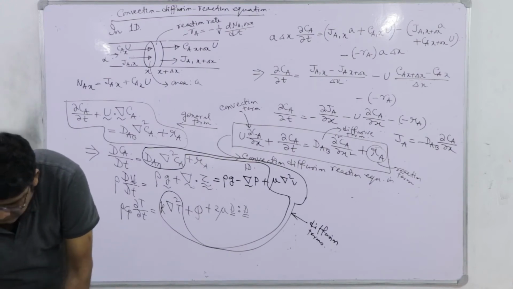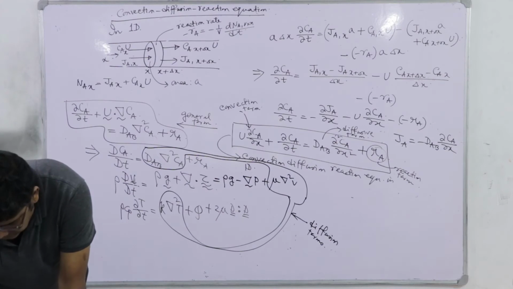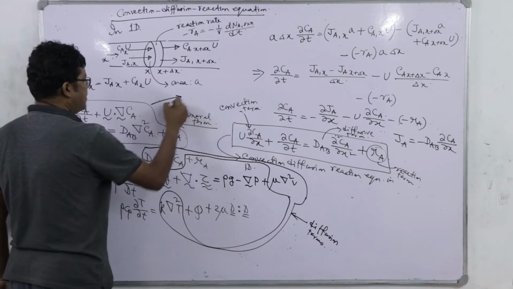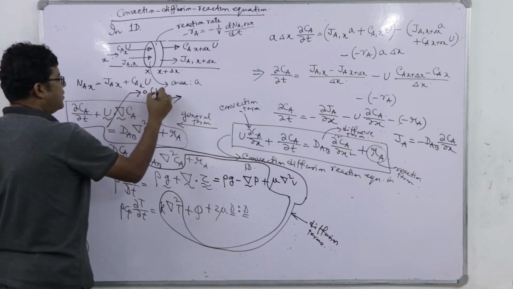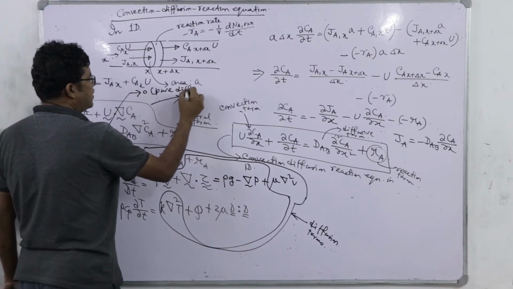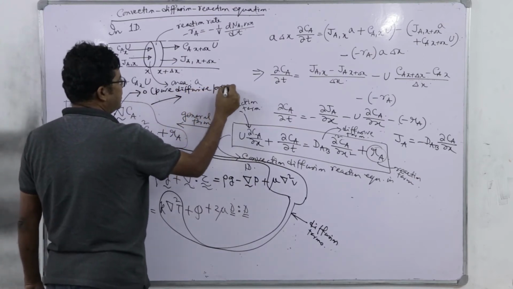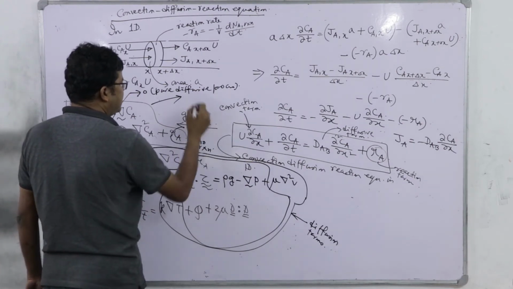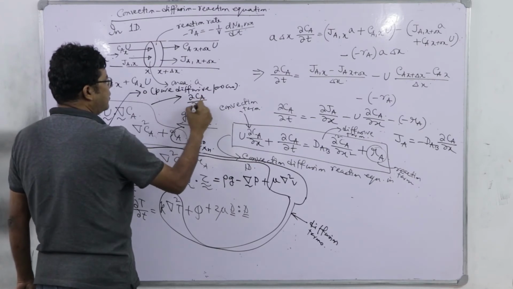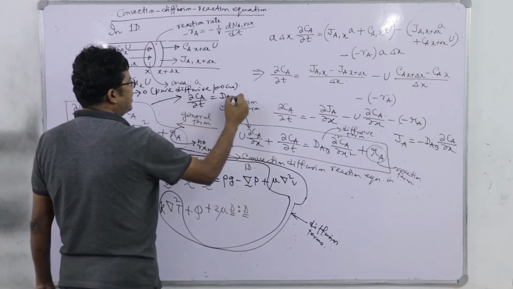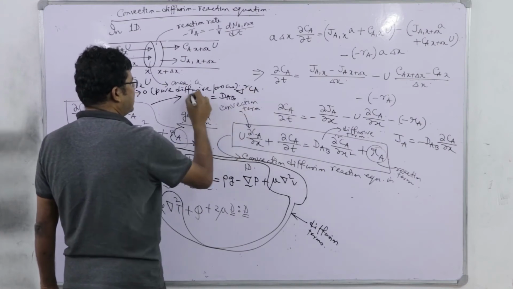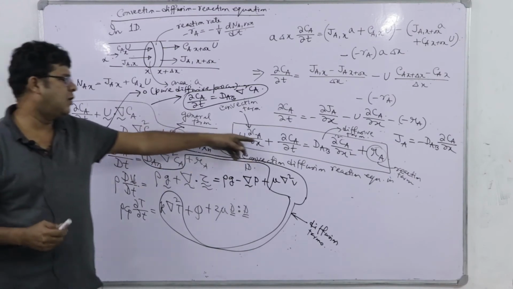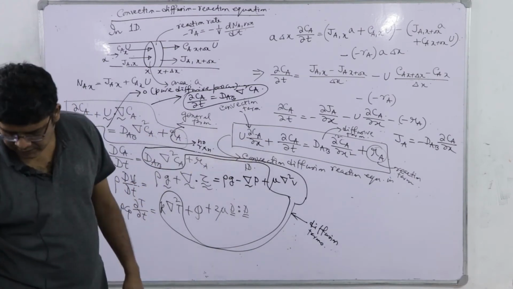So, if it is a pure diffusive process, what will happen? This term will be 0 for a pure diffusive process, and we have no reaction. So, this reduces to what we refer to as the general diffusion equation without reaction. The same we can also get from the scalar component equation.